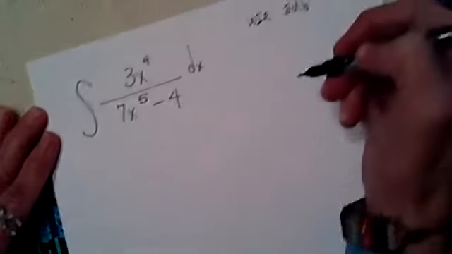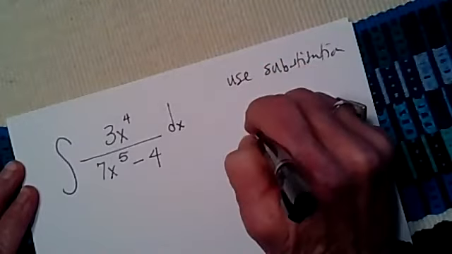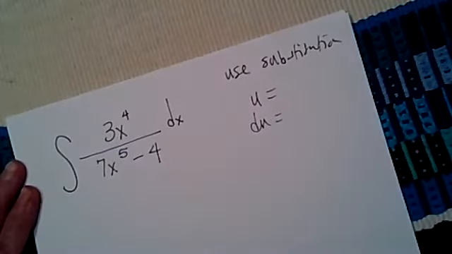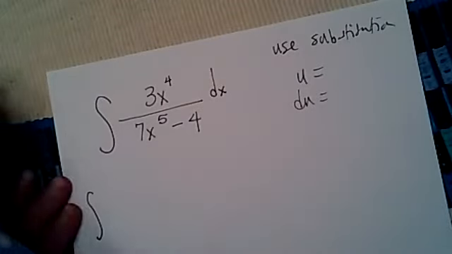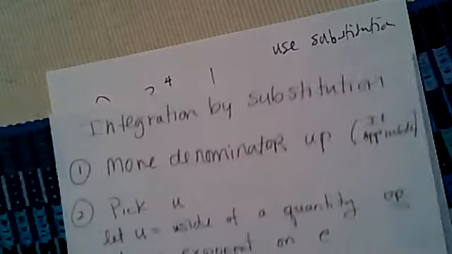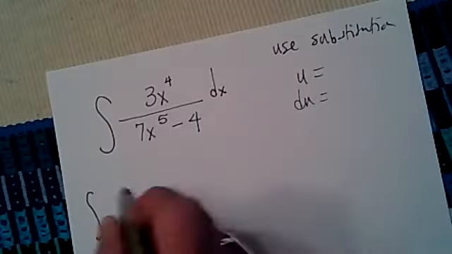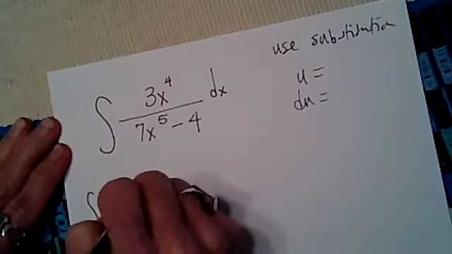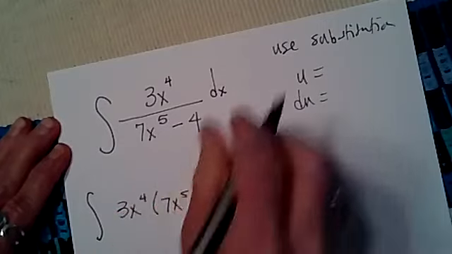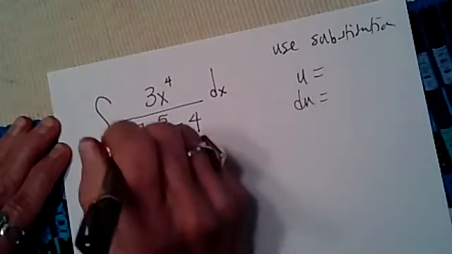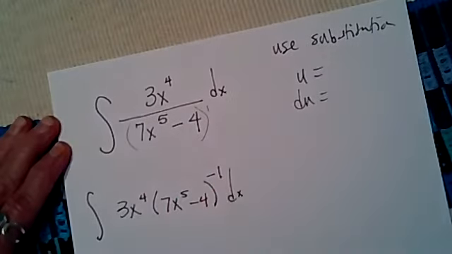So whenever it says use substitution, I know that I'm going to have a u and I've got to find my du. That means I'm rewriting everything in terms of u and du. But my first step is always, we haven't had to use this first step before, move any denominator up. So I'm going to move this denominator up: 3x to the 4th times 7x to the 5th minus 4. And I'm going to move the whole thing up. It's understood to be to the first power, so when I move it up, it's going to be to the negative first power.